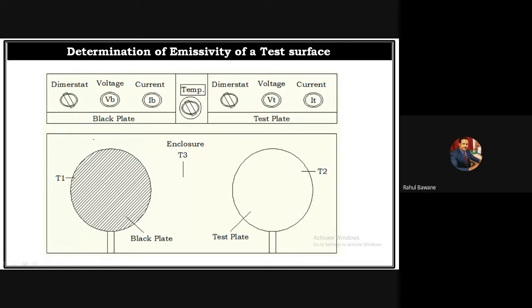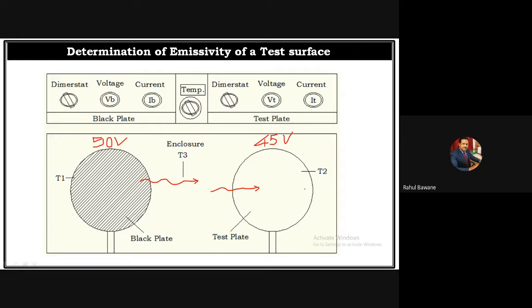So our black plate is kept at 50 volts and gets heated accordingly. The test plate, suppose we keep at 45 volts, and accordingly it gets heated. So one has a higher temperature, the other a lesser temperature. But after some time, as the black body radiates heat, heat will definitely transfer from high temperature to low temperature. So the test surface receives this emitted radiation and its temperature rises.